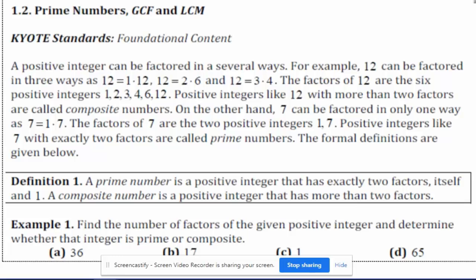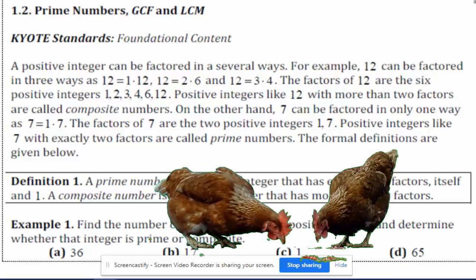So today we're going to be talking about prime numbers and how to find the greatest common factor and the least common multiple. There's a bunch of different ways that you can factor to find the prime factorization or to determine if something's prime or composite. So we're just going to review some basics here and make sure we have an understanding of what this means. A prime number means only 1 and itself can multiply to give you that number. Composite means there's more than 1 and itself.